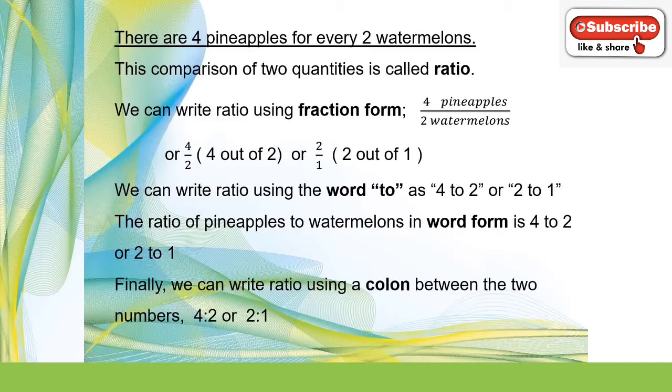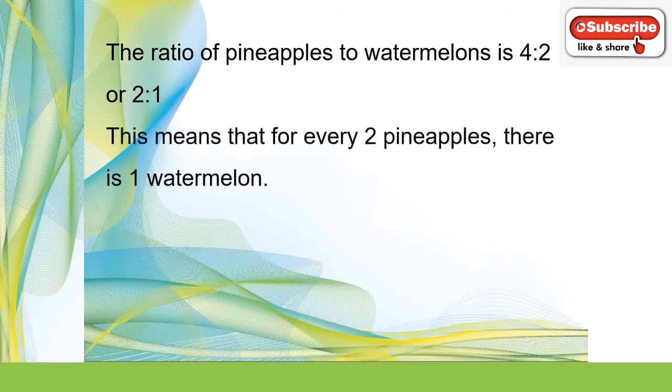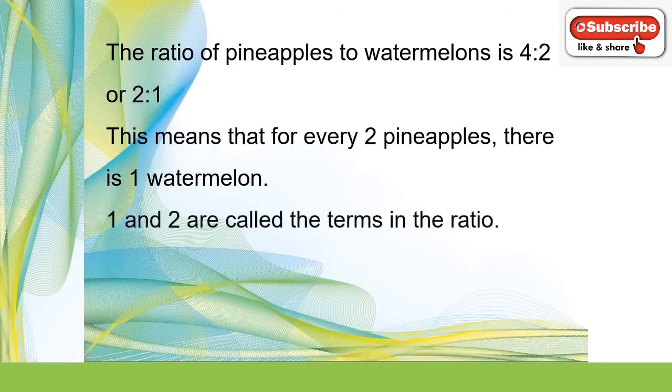Finally, we can write ratio using a colon between the two numbers. So we have 4 is to 2 or 2 is to 1. So the ratio of pineapples to watermelons is 4 is to 2 or 2 is to 1. This means that for every 2 pineapples, there is 1 watermelon. 1 and 2 are called the terms in the ratio. Therefore, 4 over 2 is equal to 4 is to 2, or the lowest term 2 over 1 is equal to 2 is to 1.